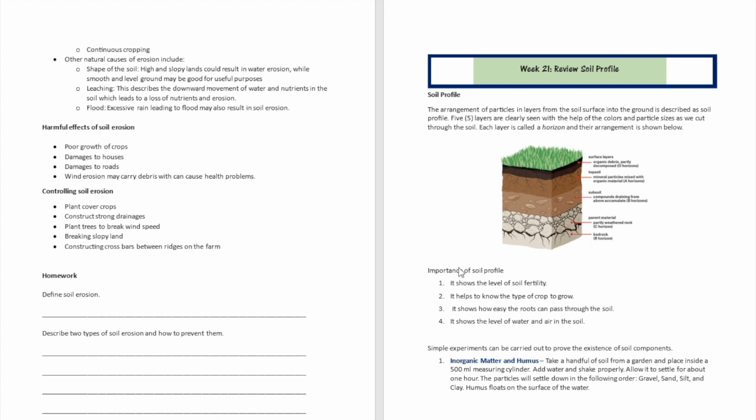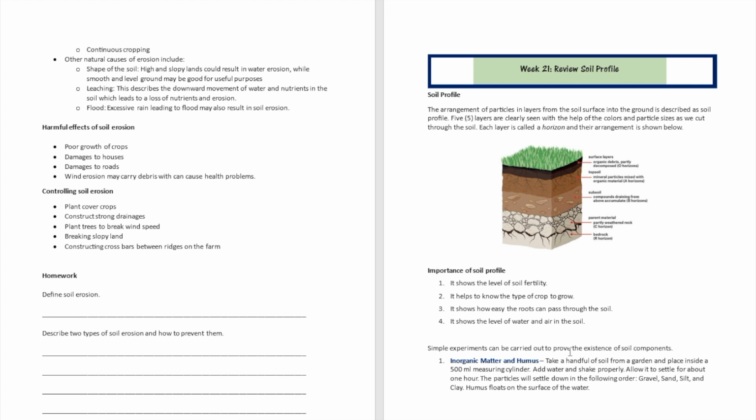All right. So the importance of the soil profile. Why do we need to know about it? It shows the level of soil fertility. It helps us to know the type of crop to grow. In agriculture, based on the soil profile, you can know that this soil is going to be suitable for planting tomatoes or corn or doing something else over there. It shows us how easy the roots can pass through the soil. It shows the level of water and air in the soil as well.